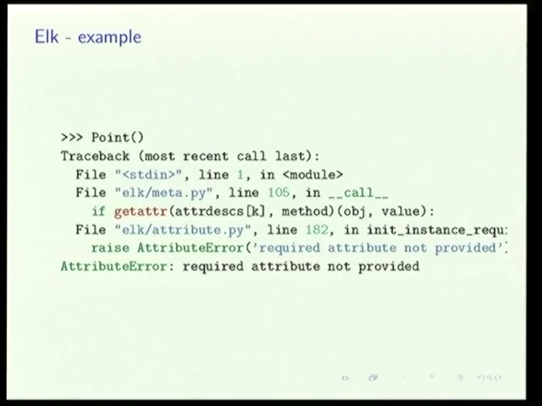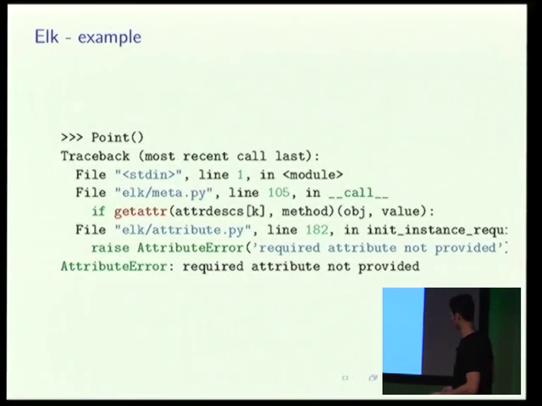Okay, so what happens when you try to use this class? Well, let's instantiate it with no arguments. Boom, traceback, attribute error. There was a required attribute and you didn't provide it. Okay, so we're going to fail early. That's a good thing.